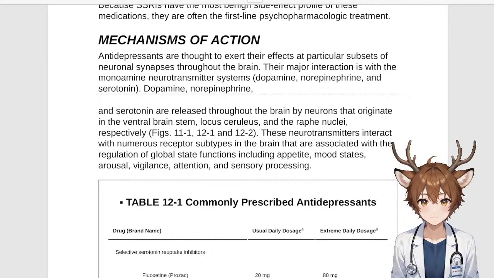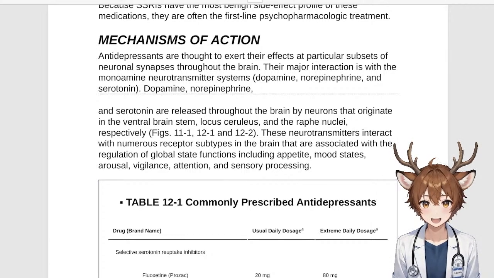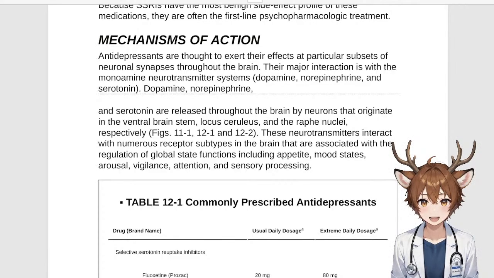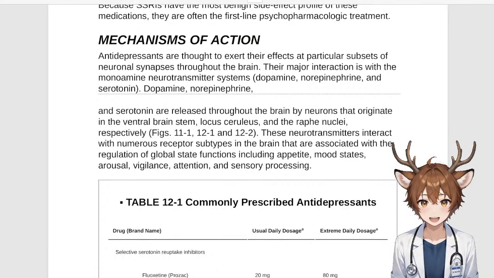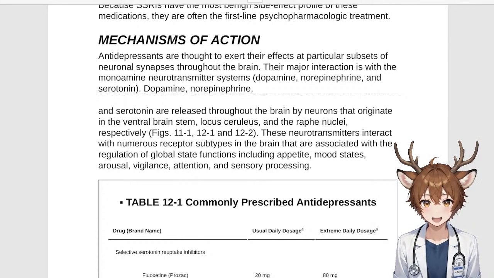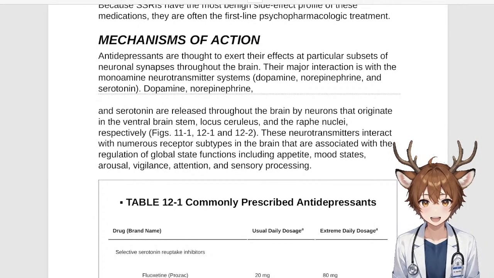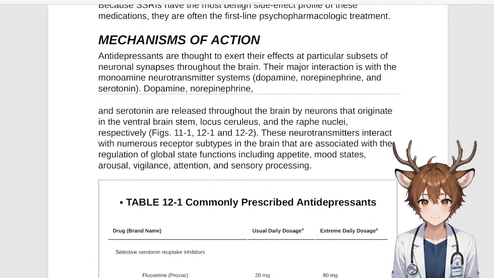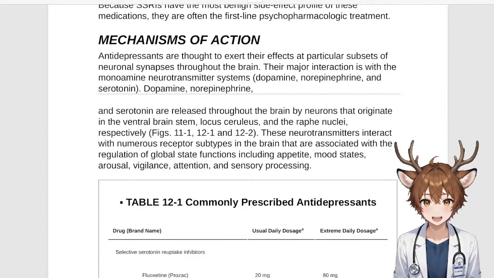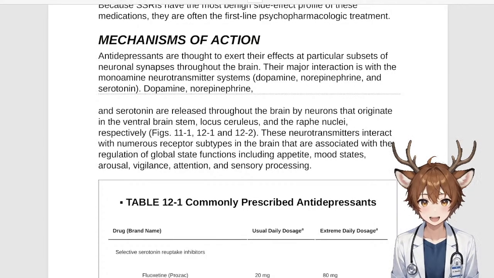Mechanisms of action. Antidepressants are thought to exert their effects at particular subsets of neuronal synapses throughout the brain. Their major interaction is with the monoamine neurotransmitter systems: dopamine, norepinephrine, and serotonin. Dopamine, norepinephrine, and serotonin are released throughout the brain by neurons that originate in the ventral brain stem, locus coeruleus, and the raphe nuclei, respectively. Figures 11.1, 12.1, and 12.2.